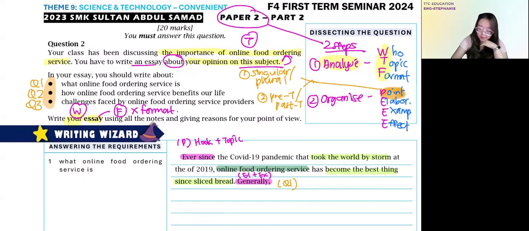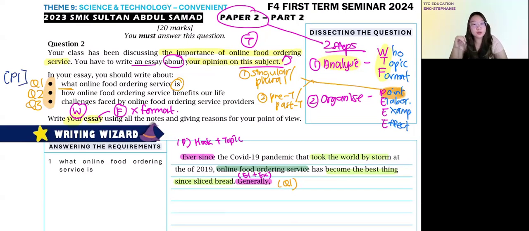Okay, so let's try to apply this to our three questions. So what online food ordering service is? Here "is" means it's singular, it's also present tense. All right. So what online food ordering service is, you just have to give the definition about it. And since it's just a statement, we will be organizing it in your paragraph 1, your introduction. Okay, paragraph 1, your introduction. You know what? Let me put it there instead. Paragraph 1.